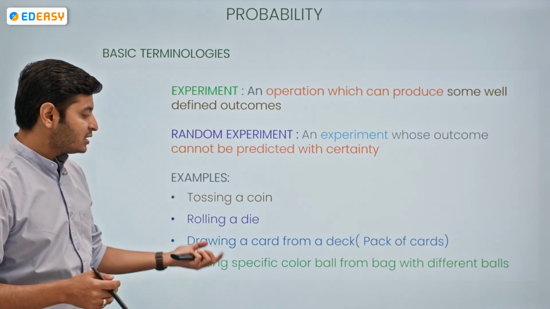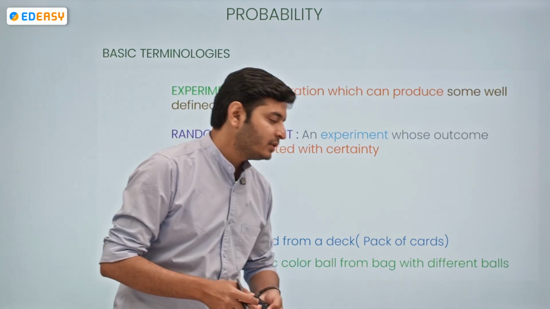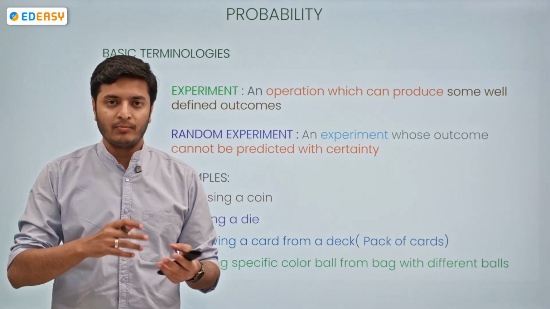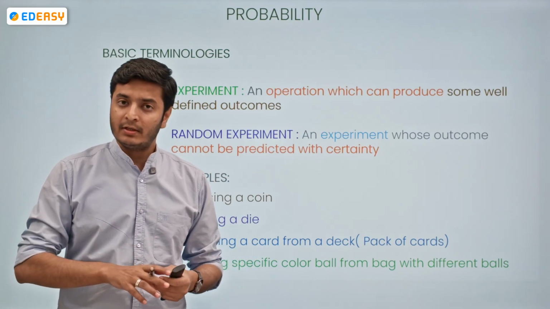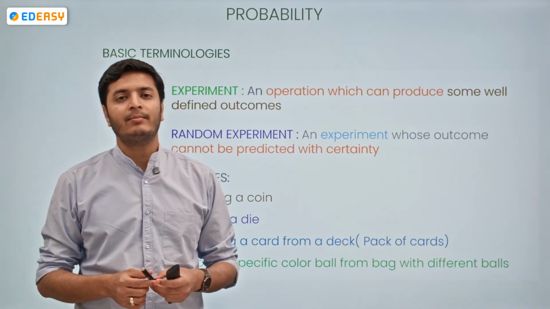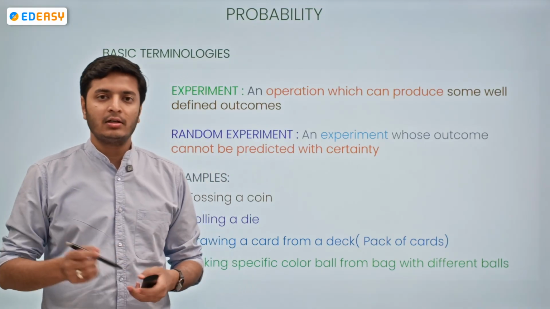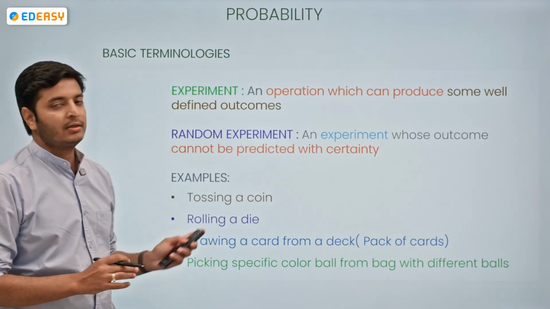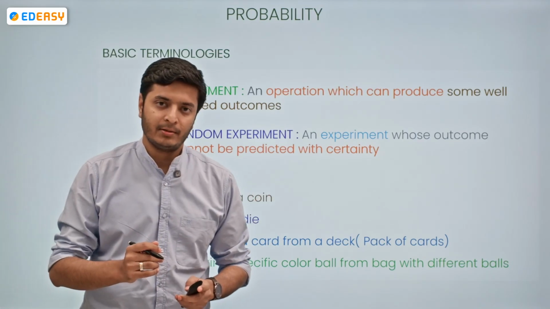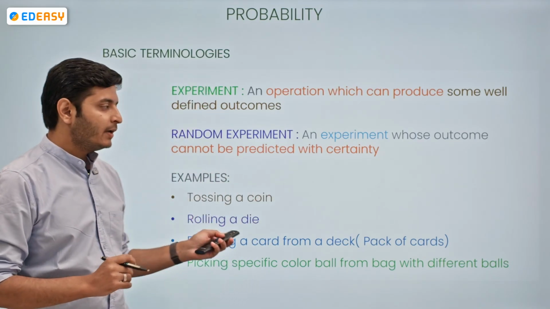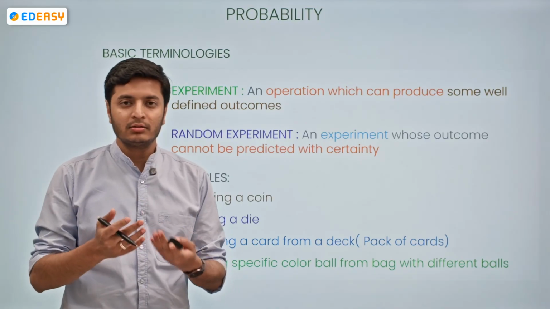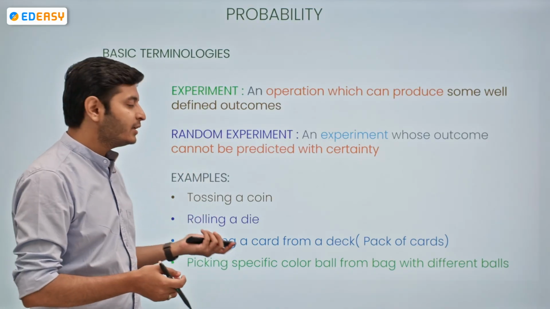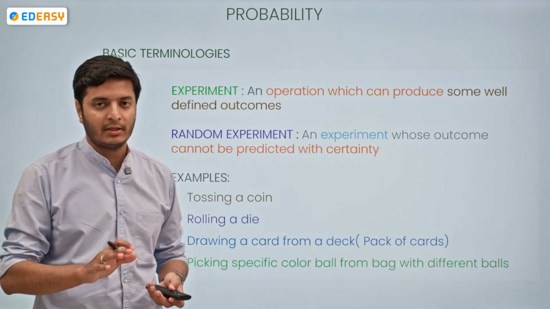Then picking a specific color ball from a bag with different balls. Suppose we are having a bag with some balls of different colors and we are picking up a ball at random from that bag, we don't know what color ball we are going to get, right? So all these events come under random experiment. Now we are going to find the probability of getting heads or tails in a coin or a certain number on a die and something like this.